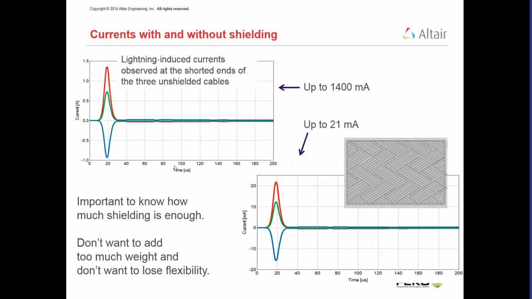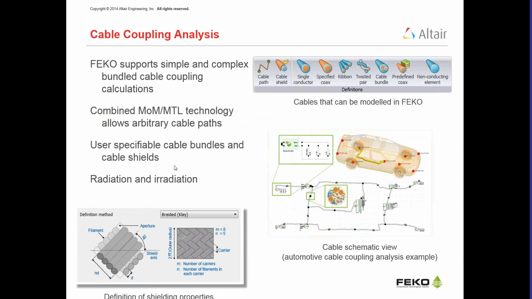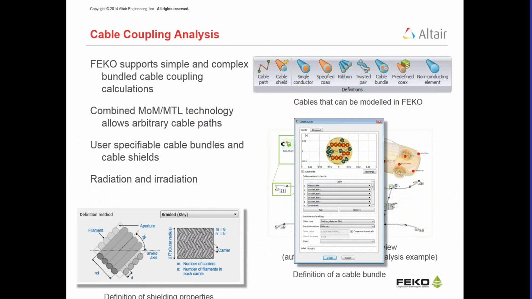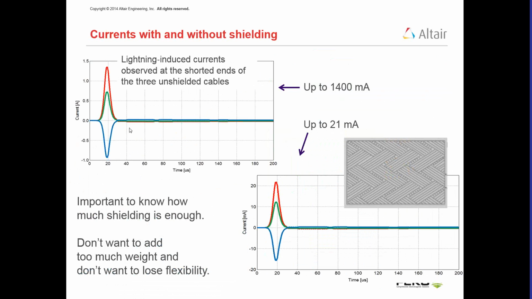You can see that we use initially a bare cable, that is, it's not shielded at all. The cable type here is just a perfect conductor wire that's running around. Just to show what happens with an unshielded cable, you can see that the currents can go all the way up to 1400 milliamperes. But if you use shielding, which is also available in FEKO, to use a shielded cable, you can see that the coupling of the current has come down to 21 milliamperes, which is a huge reduction.